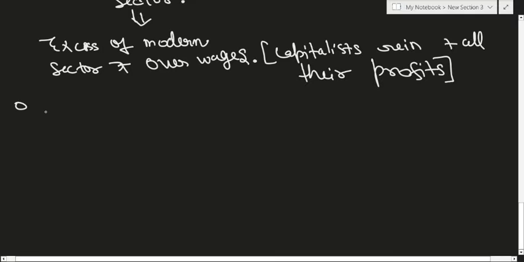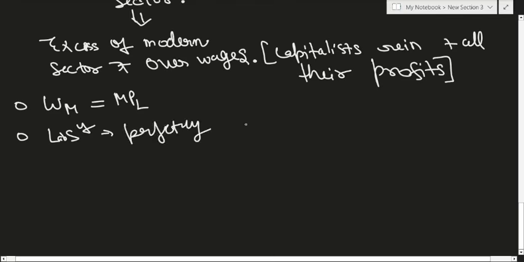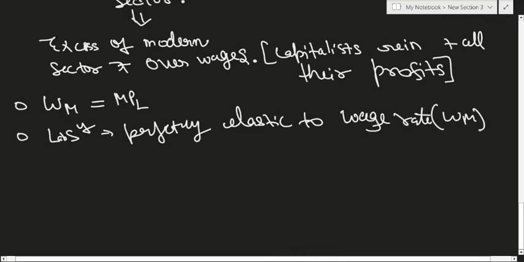Now there are some features, like wages in the modern sector. They are determined by modern microeconomic theory, up to the point where the marginal productivity of labor is equal to the wage rate, from the labor demand condition. Also, the labor supply schedule is perfectly elastic at this constant urban sector wage rate in the modern sector. Okay.